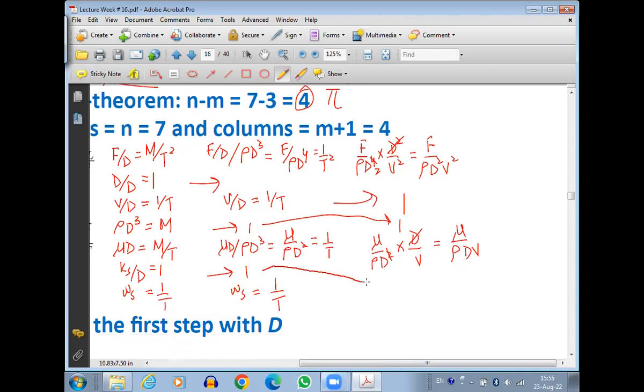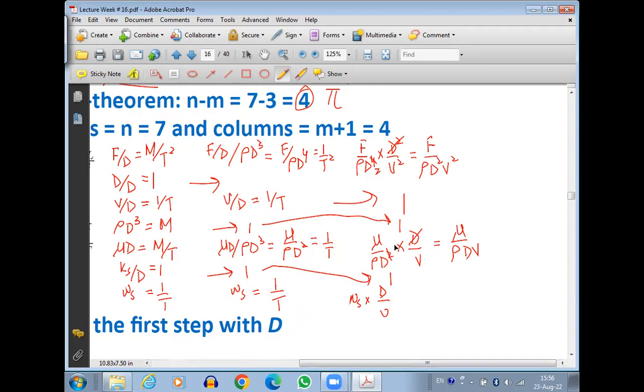Then here it is just 1, and here it is 1 by t. So we have to multiply by t. So it's omega s into d by v.